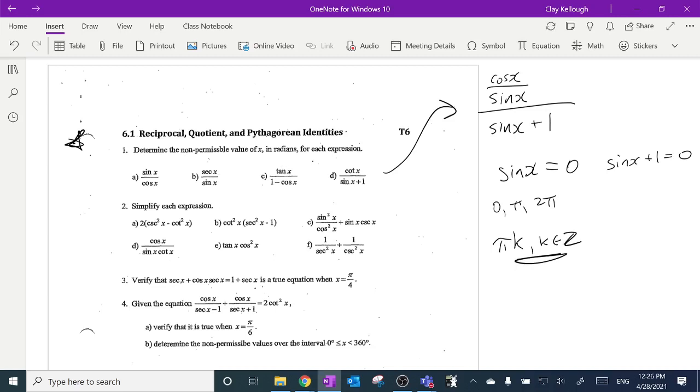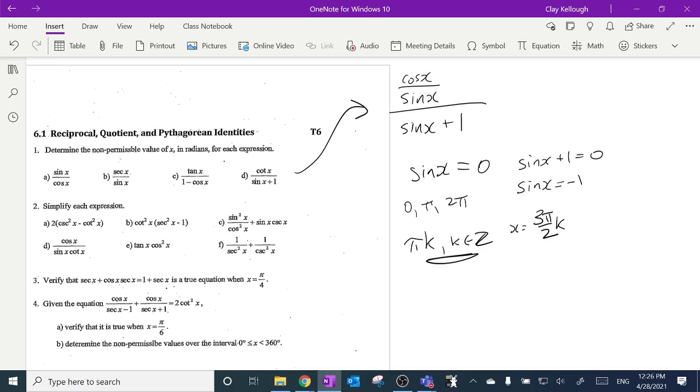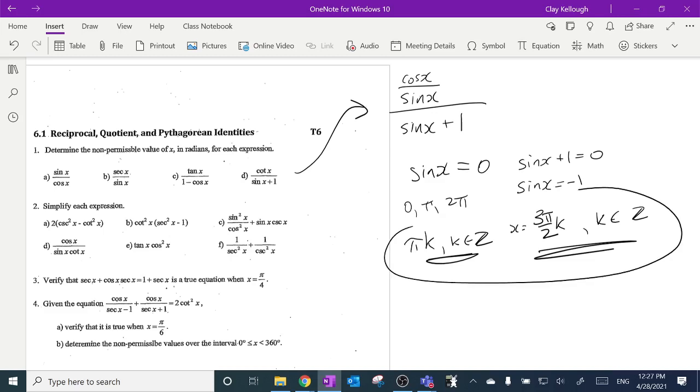And my non-permissible values for this happen when sine of x is equal to -1. When is sine of x equal to -1? That's at 3 pi by 2, right? But times k, where k is an element of integers. So it's any integer multiple of 3 pi by 2. Pi by 2 does exist, and again, I can prove it. I think this is the right answer, not what they have.